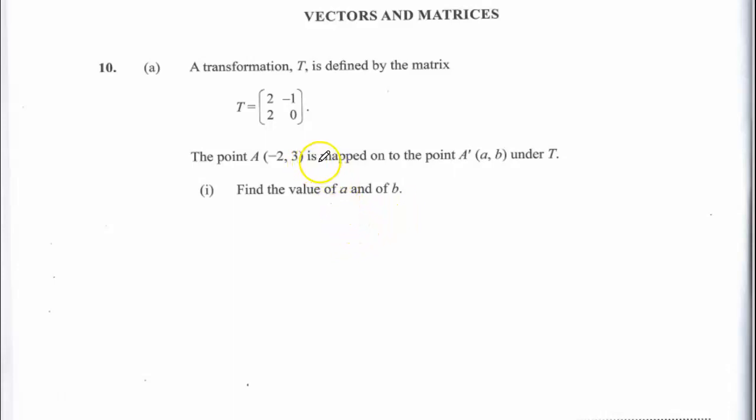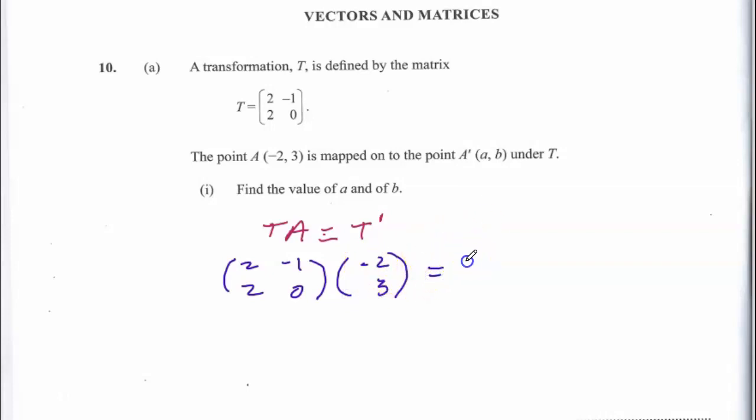So the point A is mapped onto the image point (a, b) under T, which means that T times A gives you the image. I'm going to put that in matrix form now. T was 2 minus 1, 2, 0. We'll multiply that by the point A, which is minus 2, 3. You should end up with (a, b).